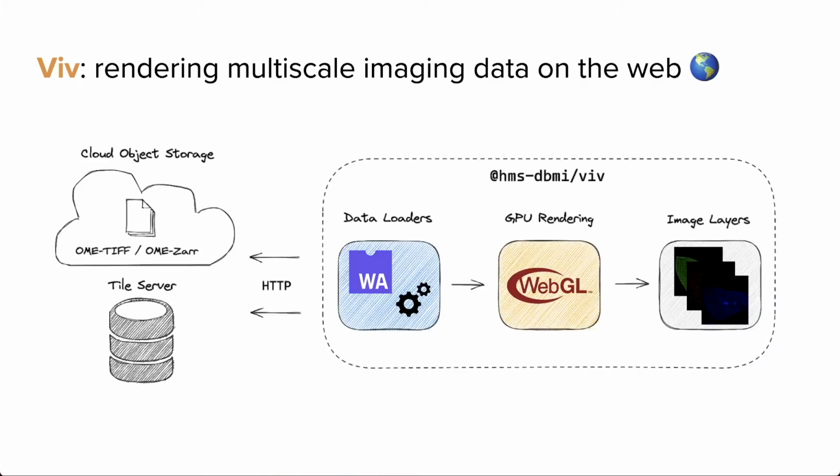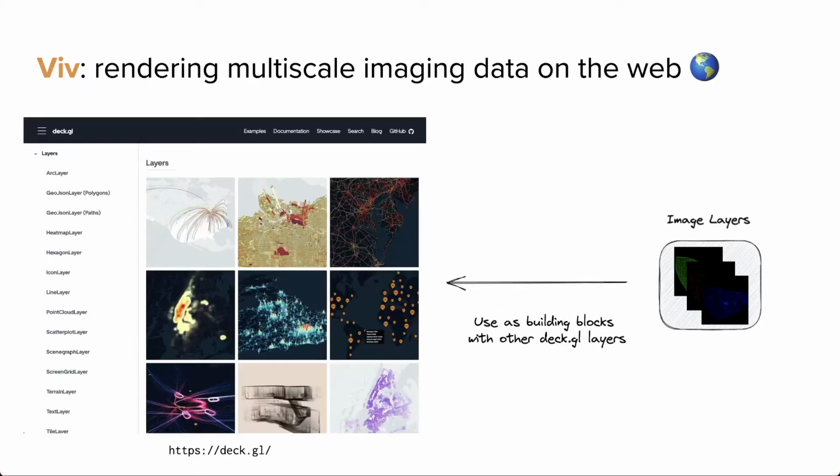The rendering components of Viv are packaged as deck.gl layers. The layers are a fundamental building block in the deck.gl ecosystem, which is a high-performance WebGL framework. And these layers can be composed back with other layers from deck.gl to create more advanced multimodal visualizations. Viv is intentionally modular by design and can thus be reused in a variety of custom applications that choose to include multiplexed imaging data.